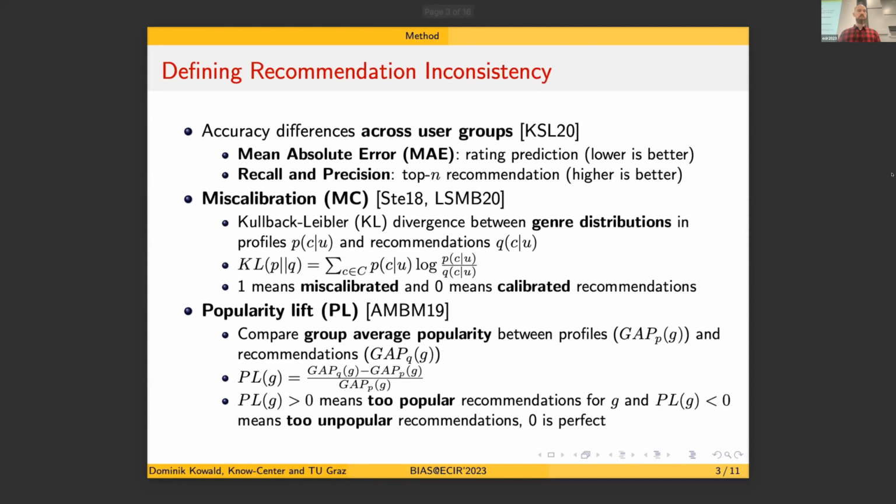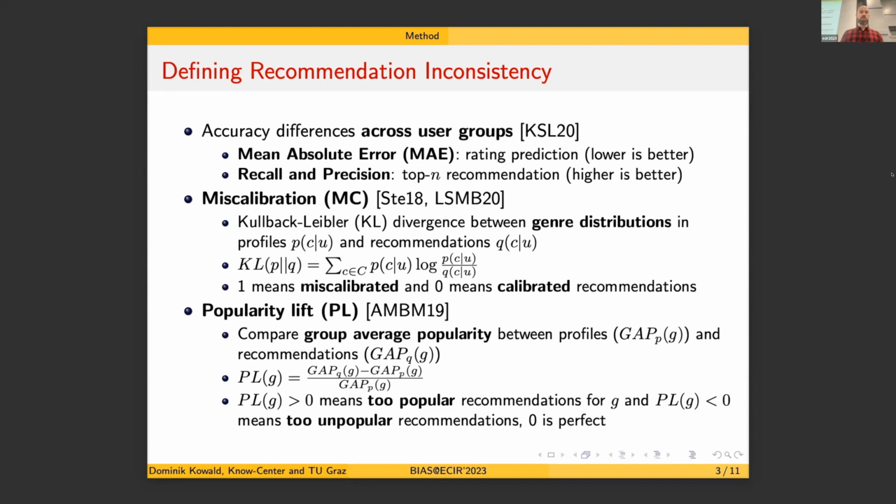Okay, before starting, we need some more formal definitions of inconsistency for the different metrics that I mentioned. The first one are simply accuracy differences between different user groups. We can do this by measuring the mean absolute error, for example, in rating prediction tasks. So the lower the value, the better. Or we can use metrics such as recall and precision for top N recommendation tasks. And here, the higher, the better.